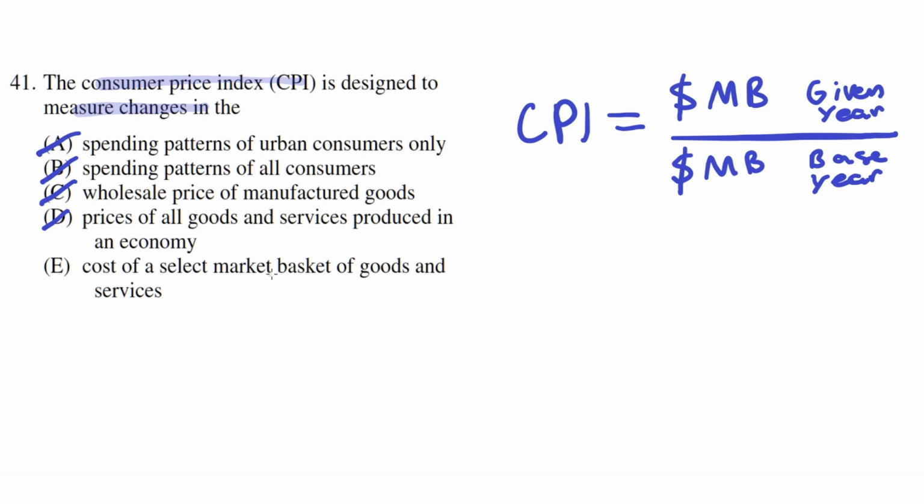E. Cost of a select market basket of goods and services. This is the correct answer because this accurately represents what the CPI is, as it measures the cost of a select market basket of goods and services that consumers typically buy. So E is the correct answer.